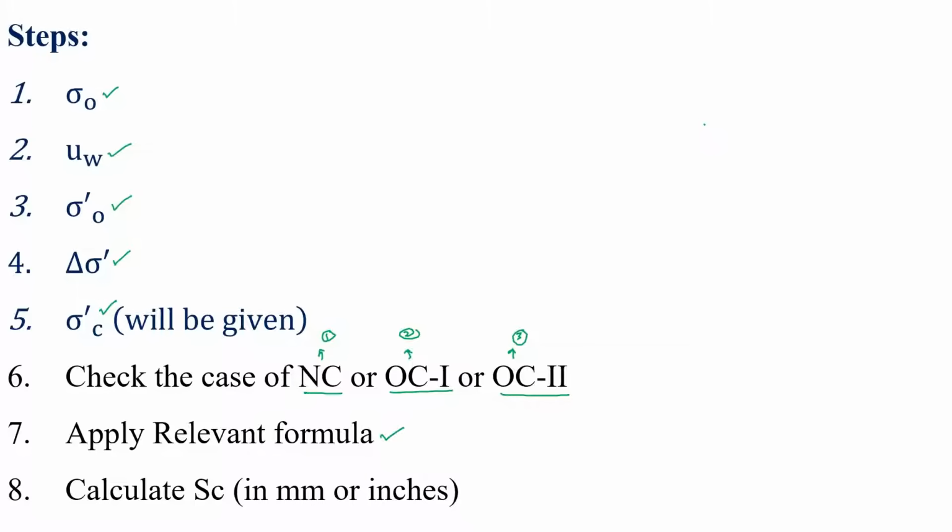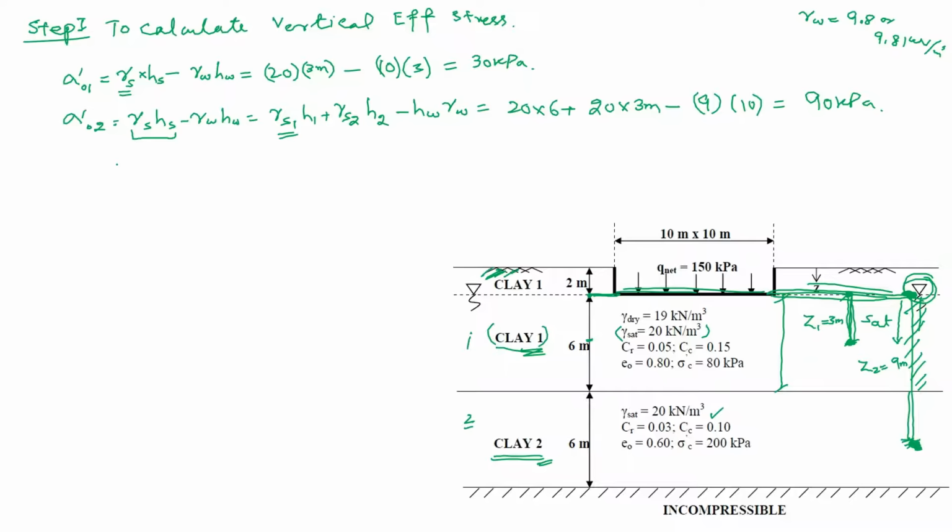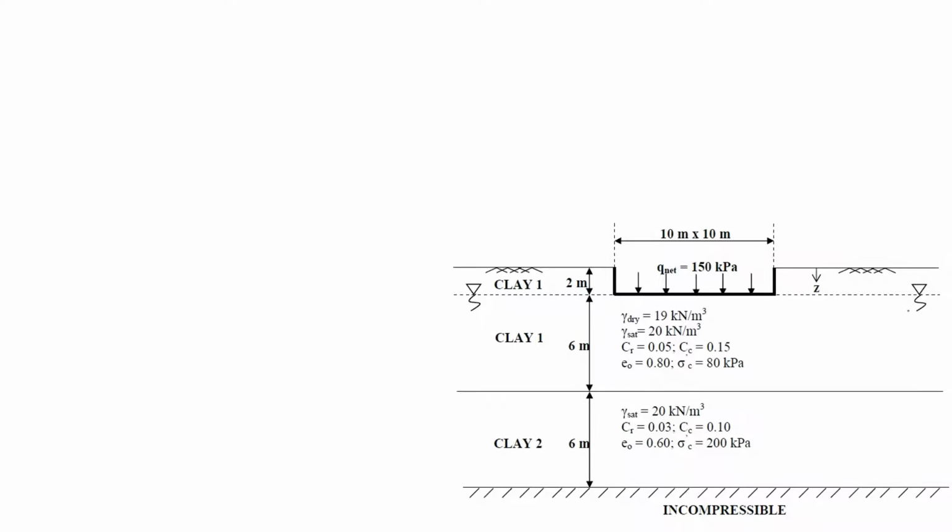So we have moved to this step. You can skip these two steps and directly go to this step by using these formulae, sigma dash 1 and sigma dash 2. Remember, we have calculated these two stresses at midpoints. So we'll write in the next phase at this point that sigma dash naught 1 is equal to 30 and sigma dash naught 2 is equal to 90 kPa. Now we will move towards the next thing, that is step 2.